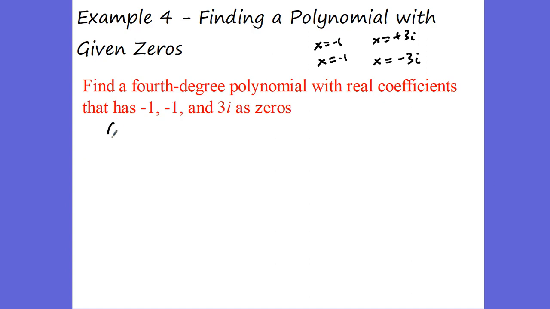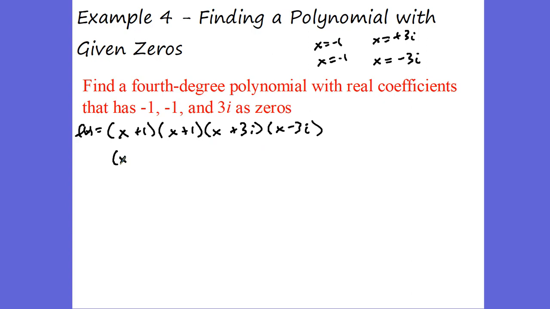So what are my factors? We have x plus 1, that gives me negative 1 and negative 1. We have x plus 3i and x minus 3i, and those are all my factors of f of x. Okay, always start with the complex ones because they're the easiest to do your math with.